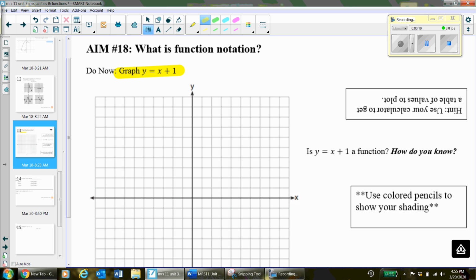All right, I want you to pause the video here so that you can complete the do now on your own. Continue if you feel like you're going to have trouble, or if you don't have a graphing calculator, I'll definitely walk you through how to figure this out on your own if you don't have a calculator.